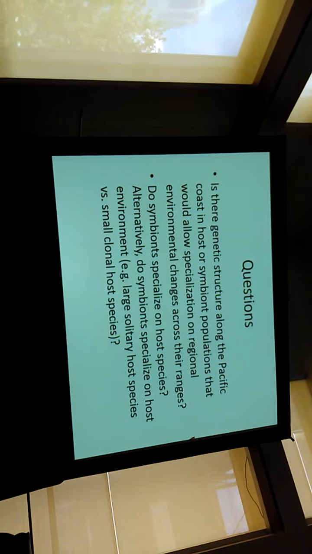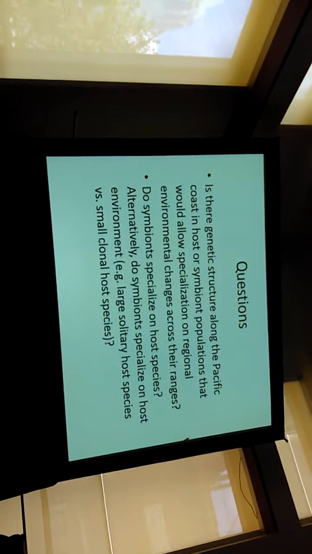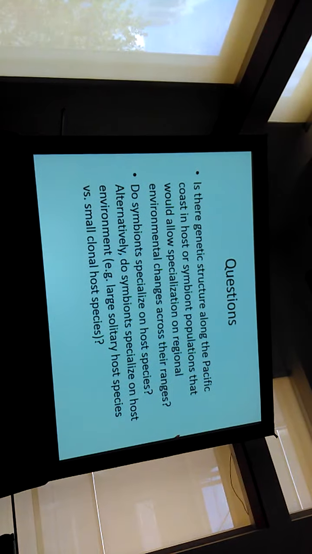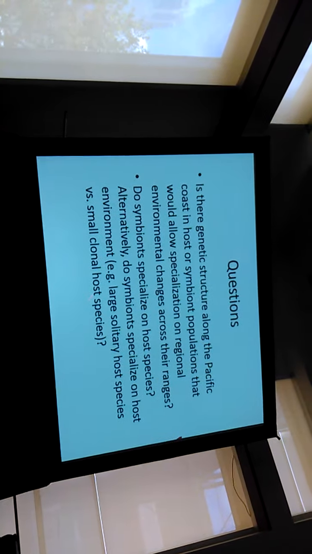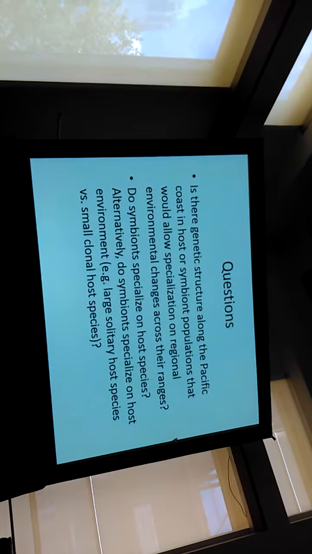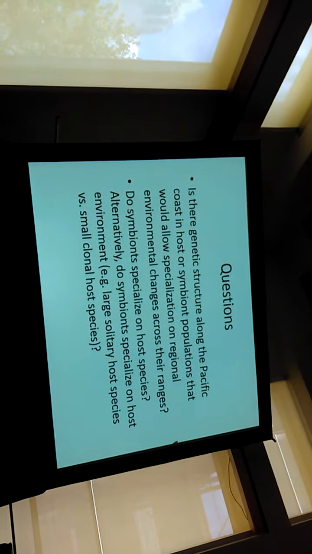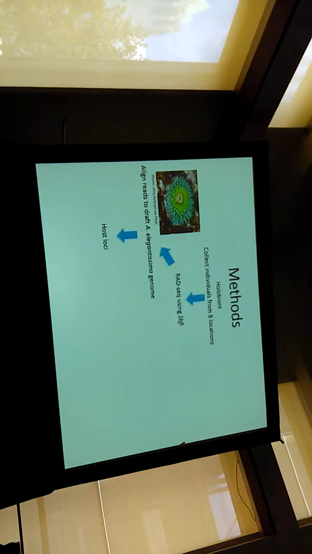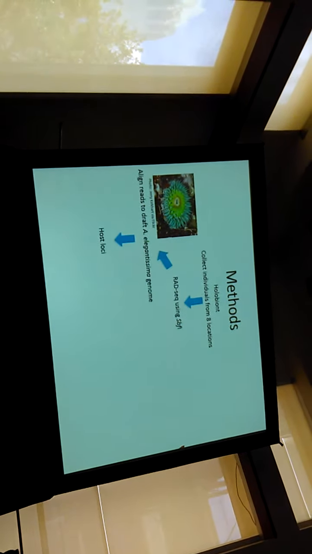So for instance, maybe symbionts in those large solitary polyps tend to look more similar because those large solitary polyps are providing a similar environment. Or maybe they're just specializing on the lineage and there's no actual indication that the environment the host is providing matters to them. Brief methodology of what I did.